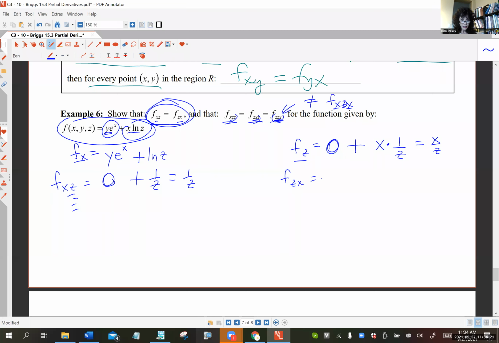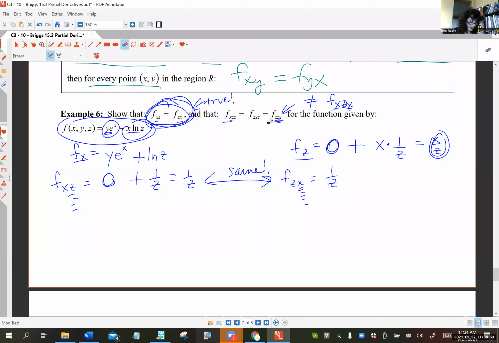Cool. Now let's get fzx. So fzx is obtained by getting your fz, which we have, it's x over z, and taking its derivative with respect to x. Well, when you're taking the derivative with respect to x, you hold z and y, although y isn't showing up in this, constant. So the derivative of x over z is just going to be 1 over z. And we're done. And do you see that these are the same as they should be? So we just showed that's true. And we're halfway there. Now we just have to show that all 3 of these third partials are equivalent.